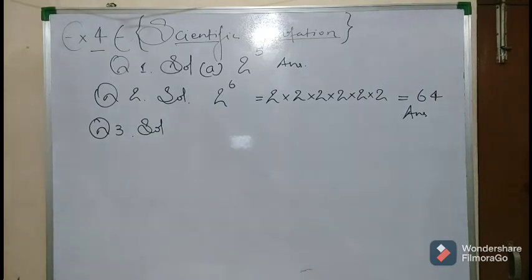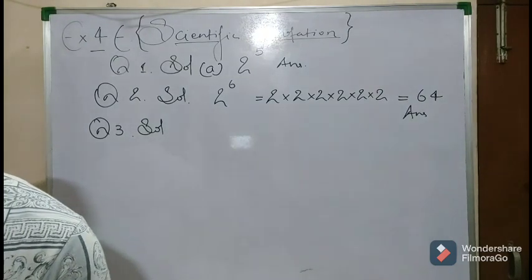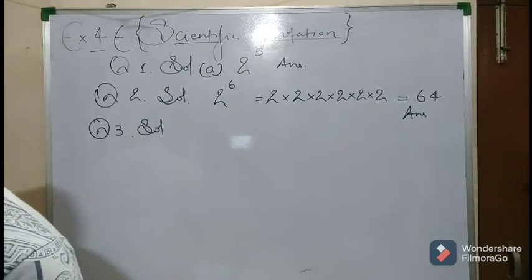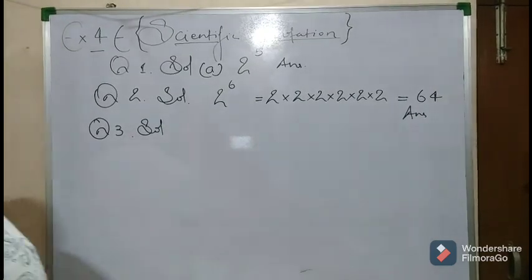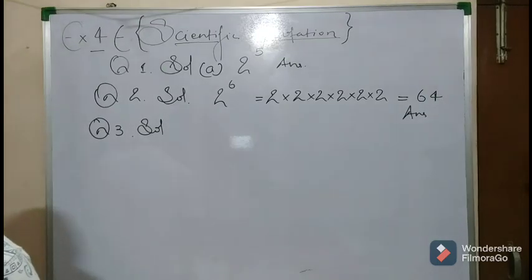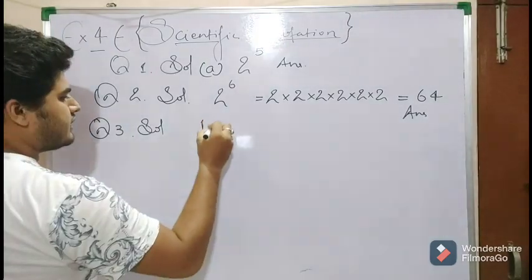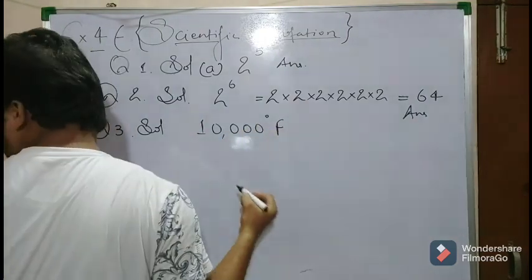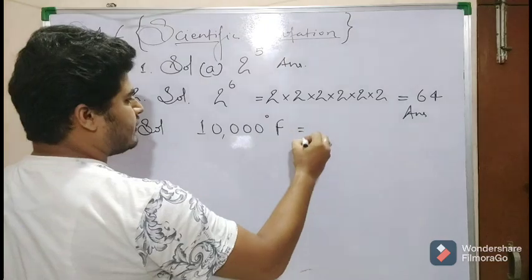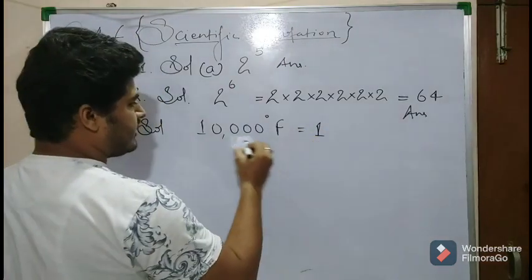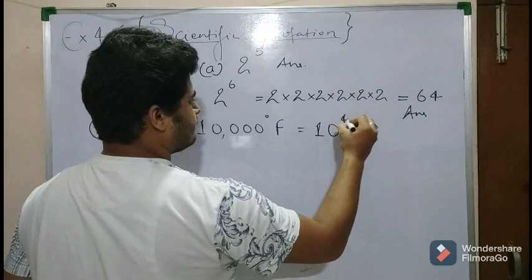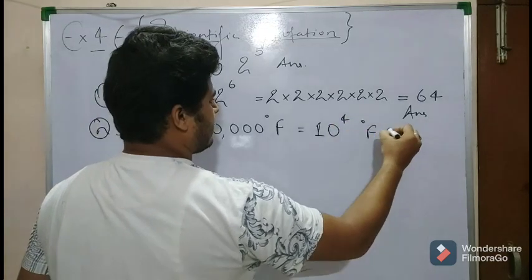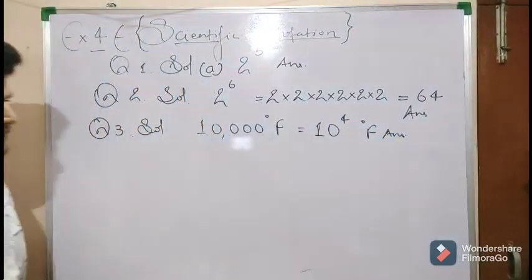Question number 3. The sun is the center of our solar system. The sun is the star closest to our planet. The surface temperature of the sun is close to 10,000 degrees Fahrenheit. Write 10,000 using exponents. Very simple. When we convert this into exponents, we can write it as 10 raised to the power 4 degrees Fahrenheit.